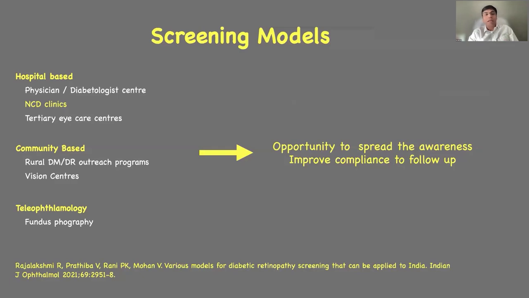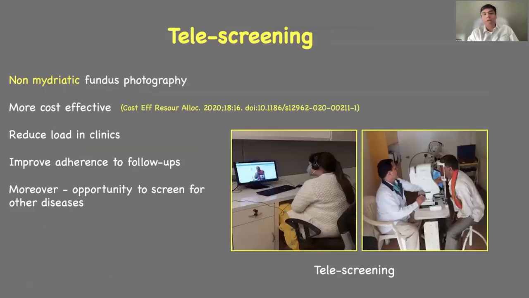There are other models like community-based, where we do rural outreach programs through our mobile vans or the vision centers. And as highlighted by Dr. Manisha, these screening programs never give us the kind of outcome we would expect. However, we are using more and more tele-ophthalmology, especially post-COVID, and we use non-mydriatic fundus photography for this, which has been shown to be more cost-effective than the traditional screening. Not only that, it reduces the load to the clinics. Moreover, it helps us get more follow-ups through our vision centers and the peripheral centers.